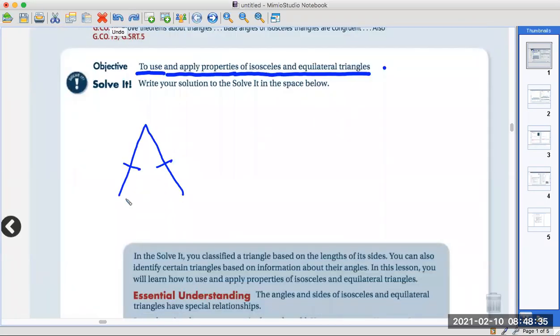Hang on, my machine is messing up. So, come on. Sorry, guys. Let's fix that.